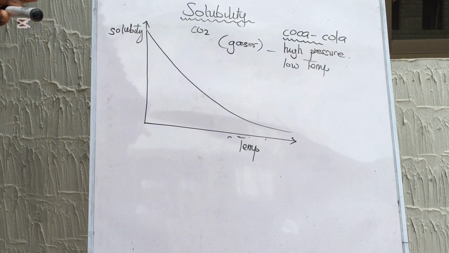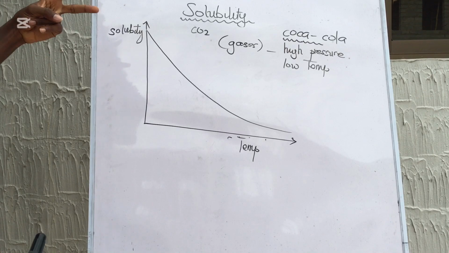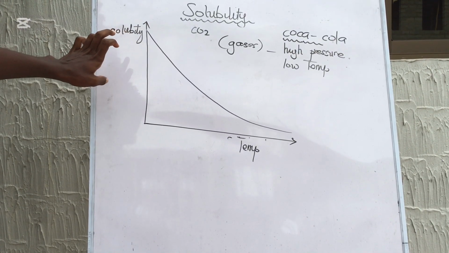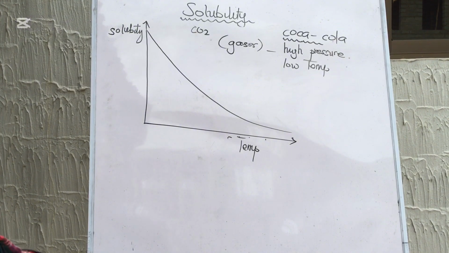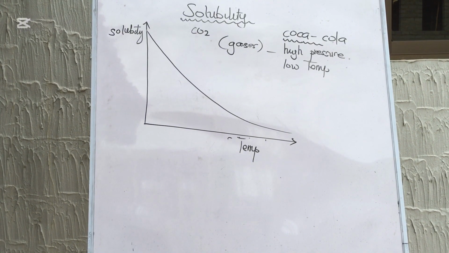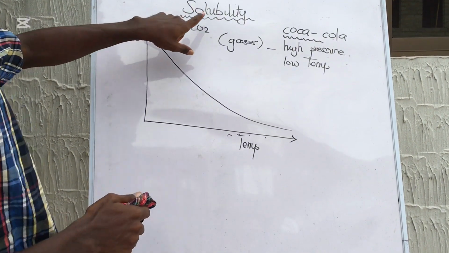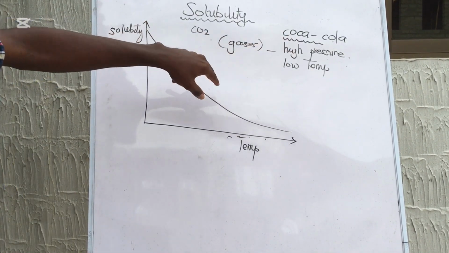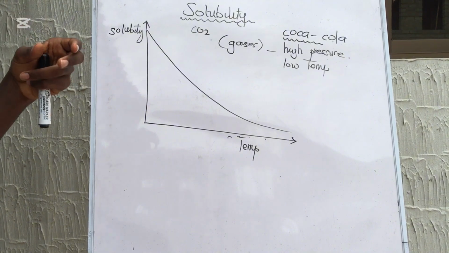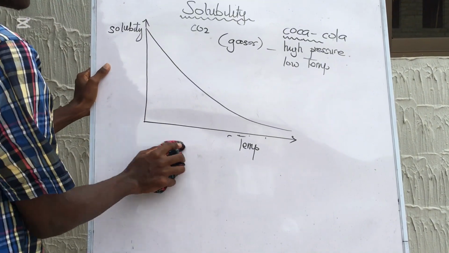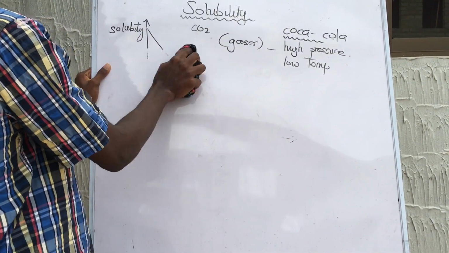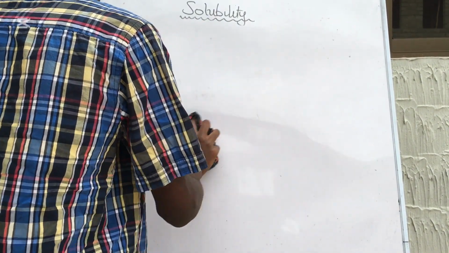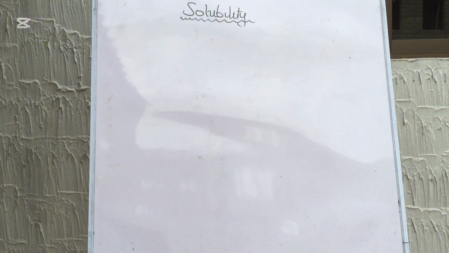So now let's talk about some other factors. Now that we've talked about the two main factors, let's talk about the other ones that affect the solubility of a substance. For the solubility of a gas, the two main things that affect it are the pressure and the temperature. But for solids, we have several factors that affect solubility. The solids that we take into consideration are the salts.